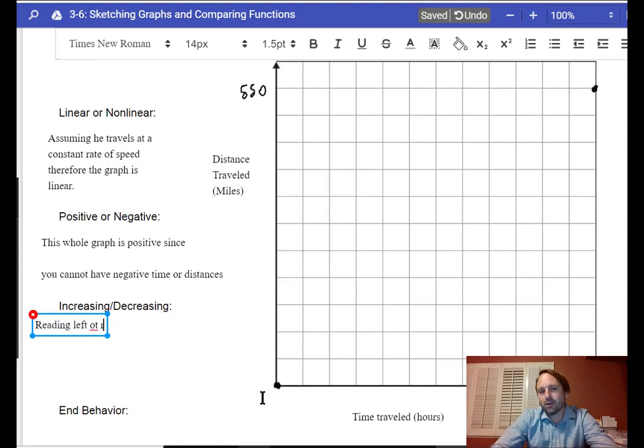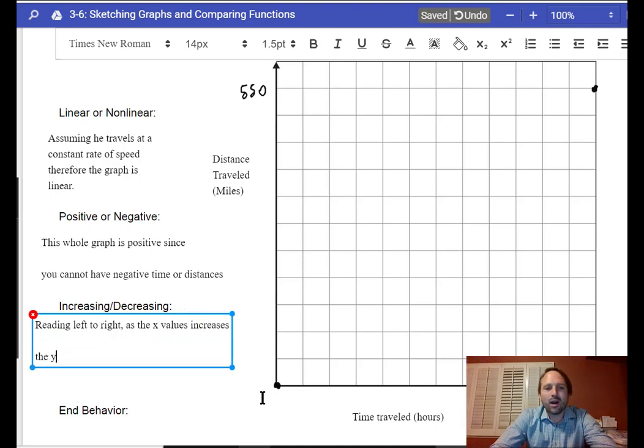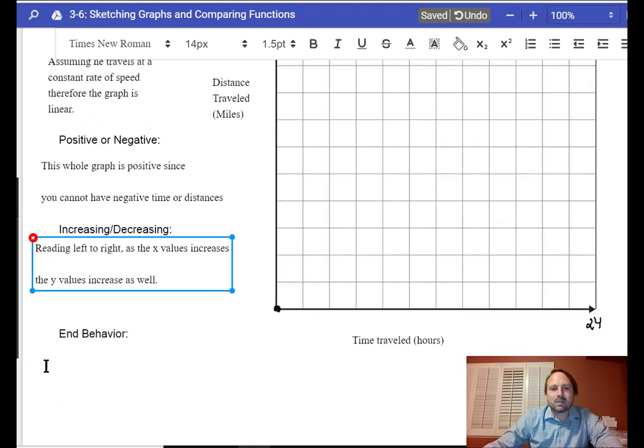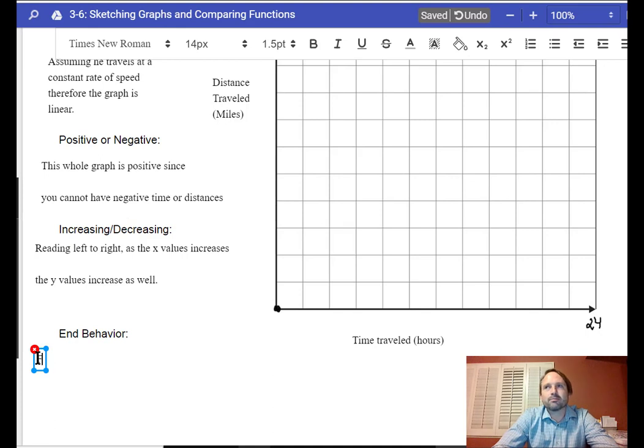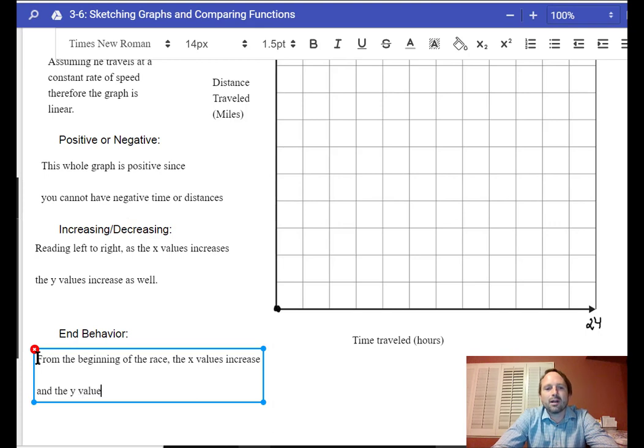Reading from left to right, as the x value increases, the y values increase as well. So the line is positive and it's increasing. Let's go on. This last part right here, technically it's the same thing we just said. From the beginning of the race, the x values increase and the y values increase with them as well. It just keeps increasing. All right, let's go on.